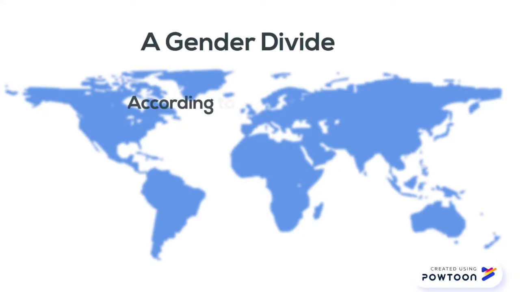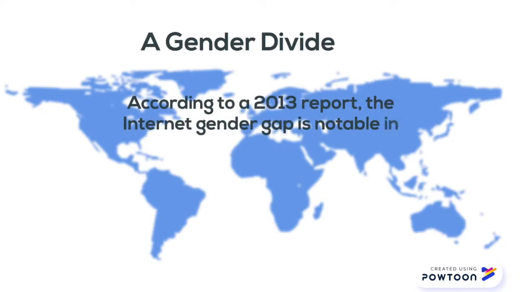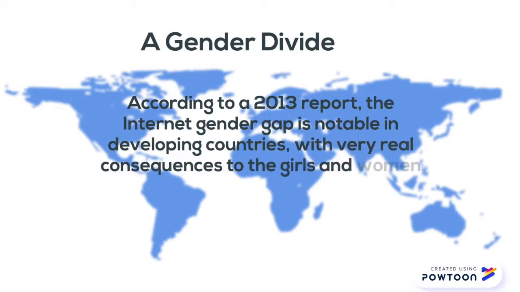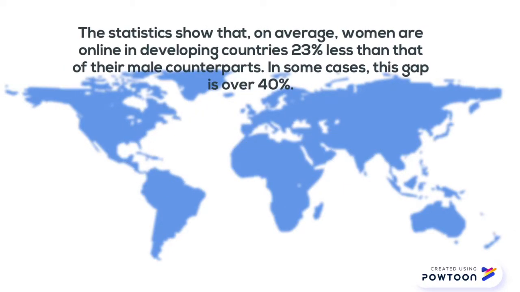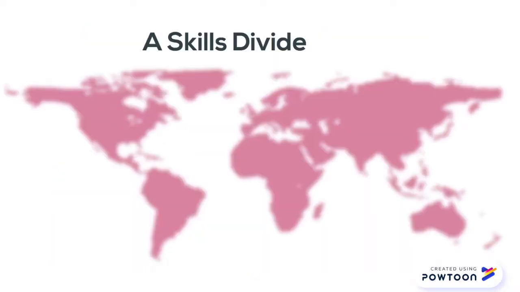A gender divide. According to a 2013 report, the internet gender gap is notable in developing countries, with very real consequences to the girls and women of those communities. The statistics show that, on average, women are online in developing countries 23% less than that of their male counterparts. In some cases, this gap is over 40%.